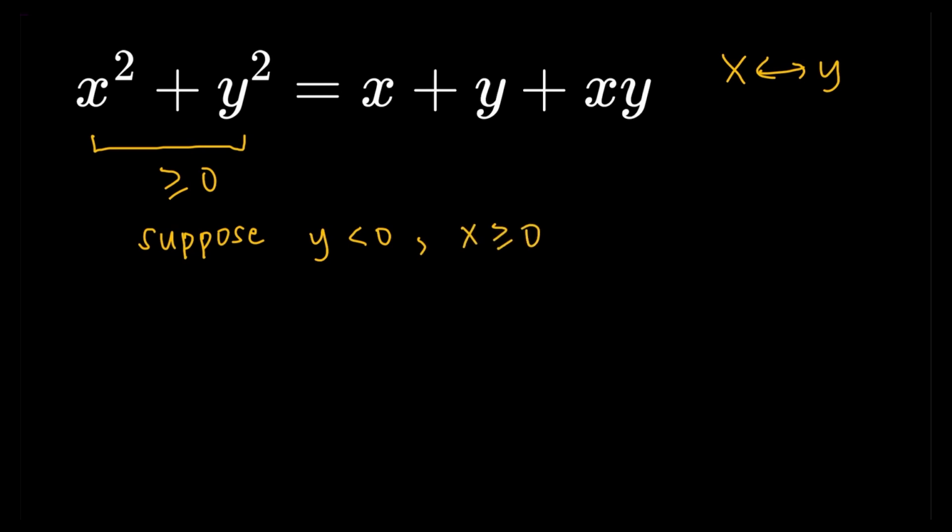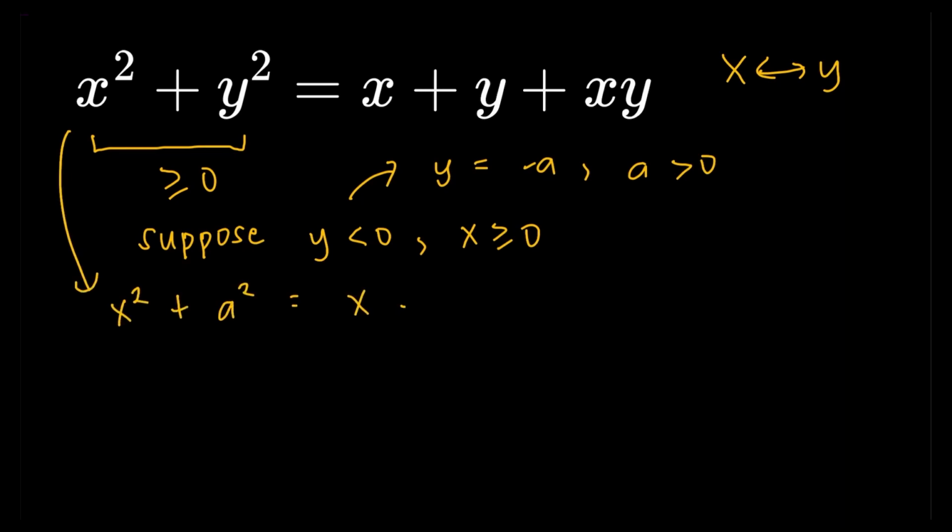So again, x and y can be interchanged, but just to keep my calculation simple, I'm just going to make y to be negative 1, and then I'll do a similar substitution, y to be negative a, and then a is going to be positive. Okay, so the equation here just becomes x squared plus a squared is equal to x minus a minus ax.